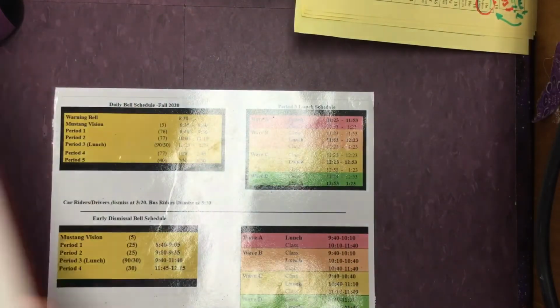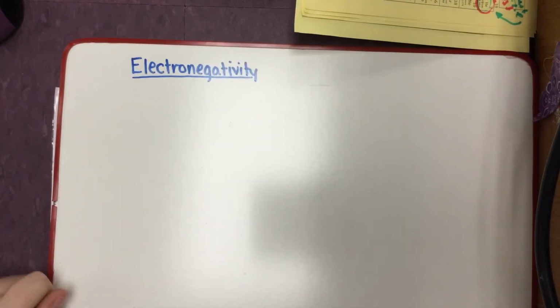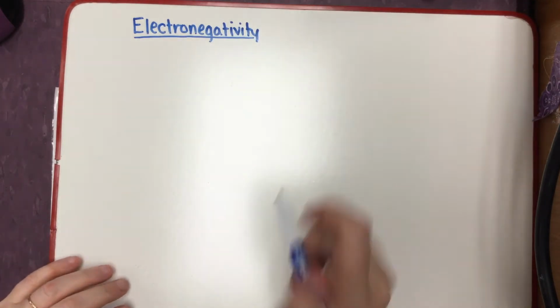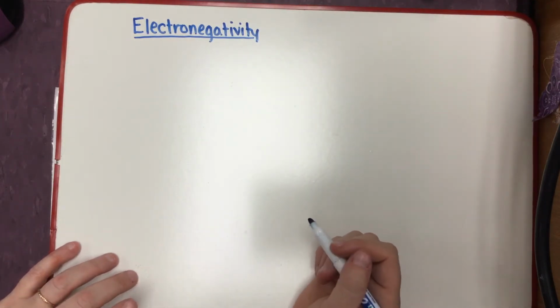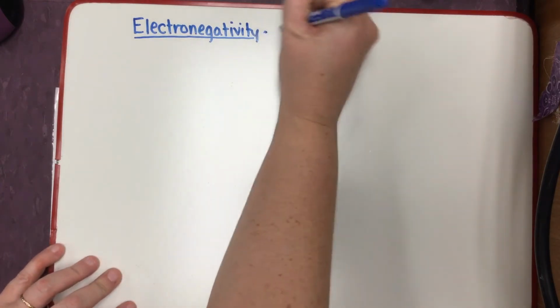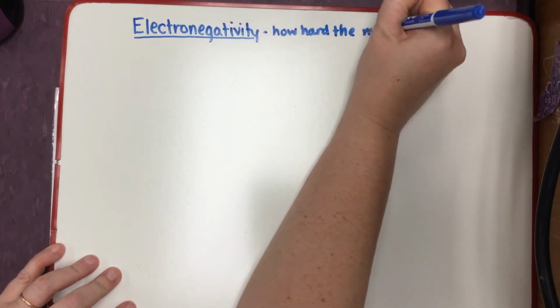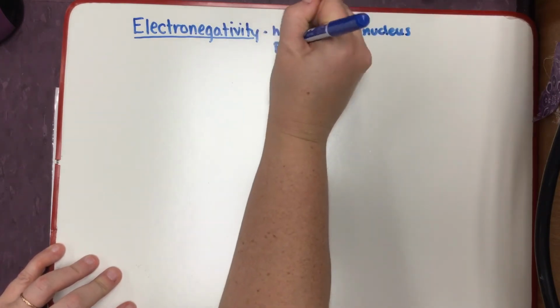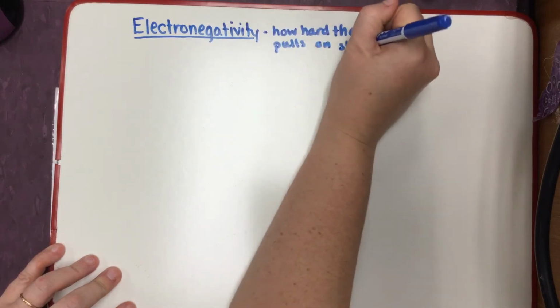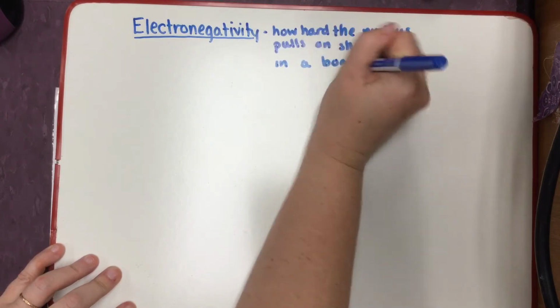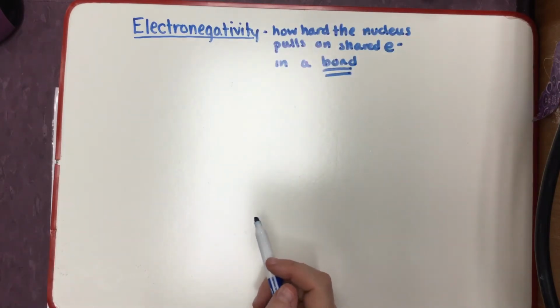The other trend that I wanted to talk about today, because it's so closely related to the ionization energy, is our trend in electronegativity. Electronegativity is kind of similar, except now instead of talking about losing electrons, we're talking about sharing electrons. So electronegativity is really how hard the nucleus pulls on shared electrons in a bond.